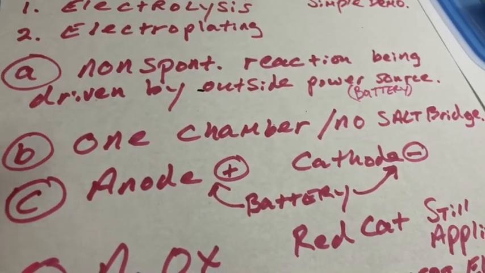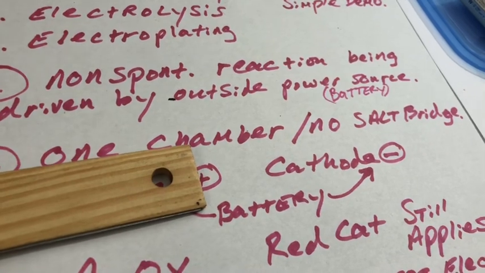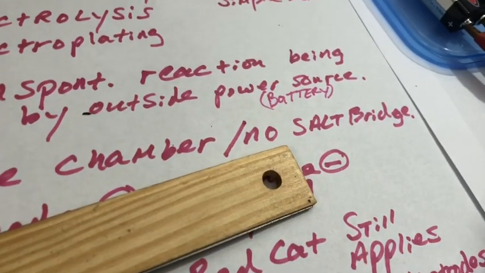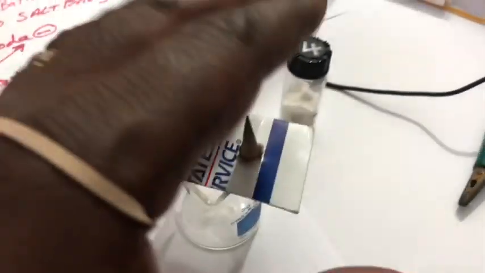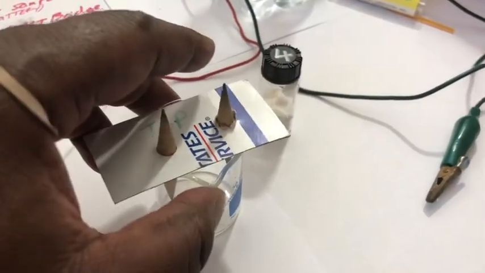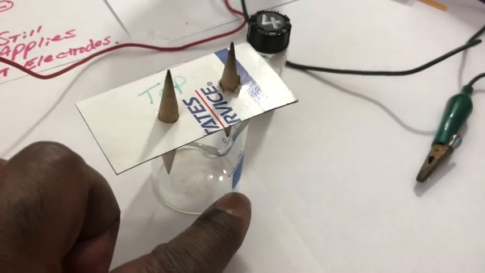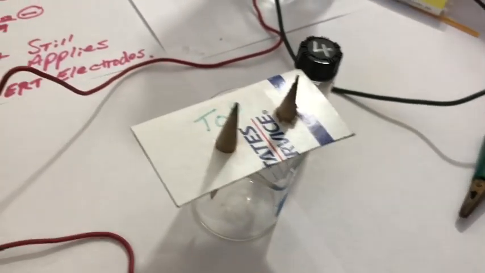Electrolytic cells have only one chamber, and they do not have a salt bridge, okay? So for example, over here, it's my fancy setup. There's only one container, one beaker, one chamber, right? And there's no salt bridge, okay?